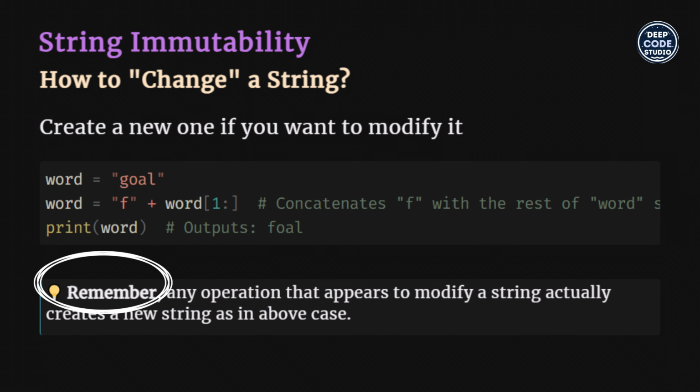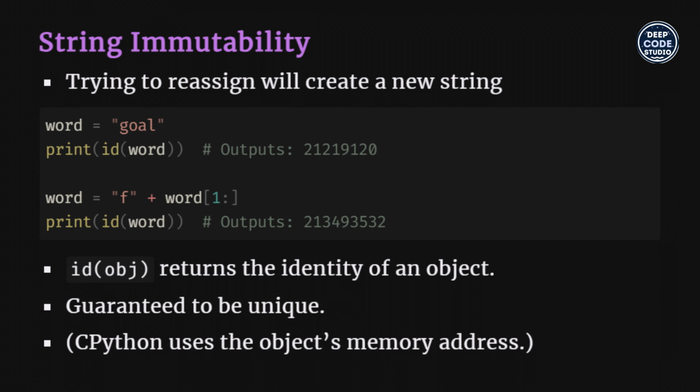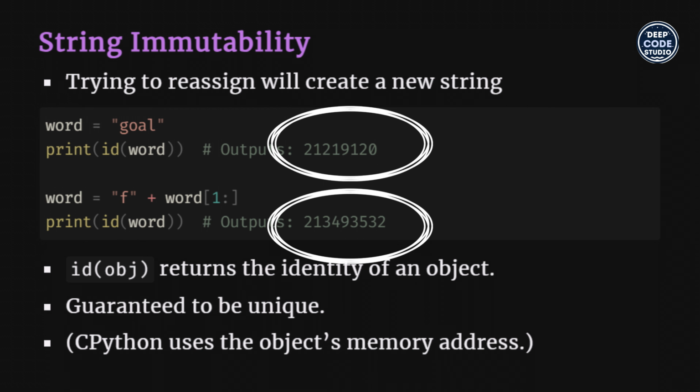But remember, any operation that appears to modify a string actually creates a new string. In our case, word is equal to goal is totally different from word is equal to fall. If you want to verify it, then Python provides you the id method, which returns the identity of an object, and it is guaranteed to be unique for every variable. So if word is equal to goal and I print id of word, it might output something like this number. It can be different on your system or my system. First it will be something different, but if I print it again after changing this word to fall, then it will be totally different.